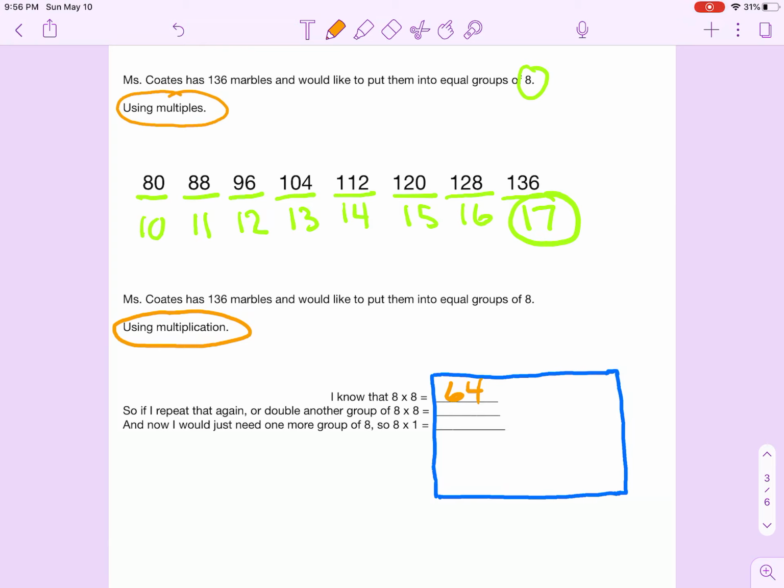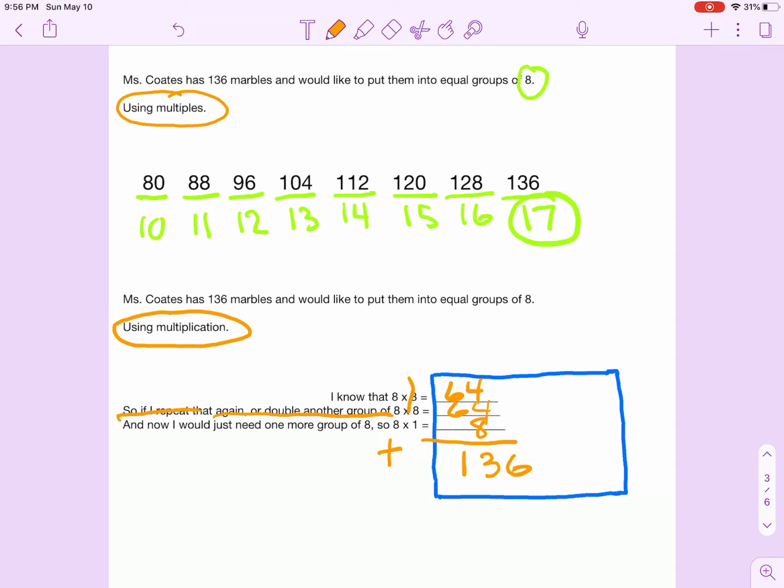If I double that and just do another group, or double 8 again, that would be 64 more. Now 64 and 64, again, I'm getting kind of close. Here I am at 128. So I'm just going to add one more group of 8, which would be 8. And if I put all of those together, that will give me 136.